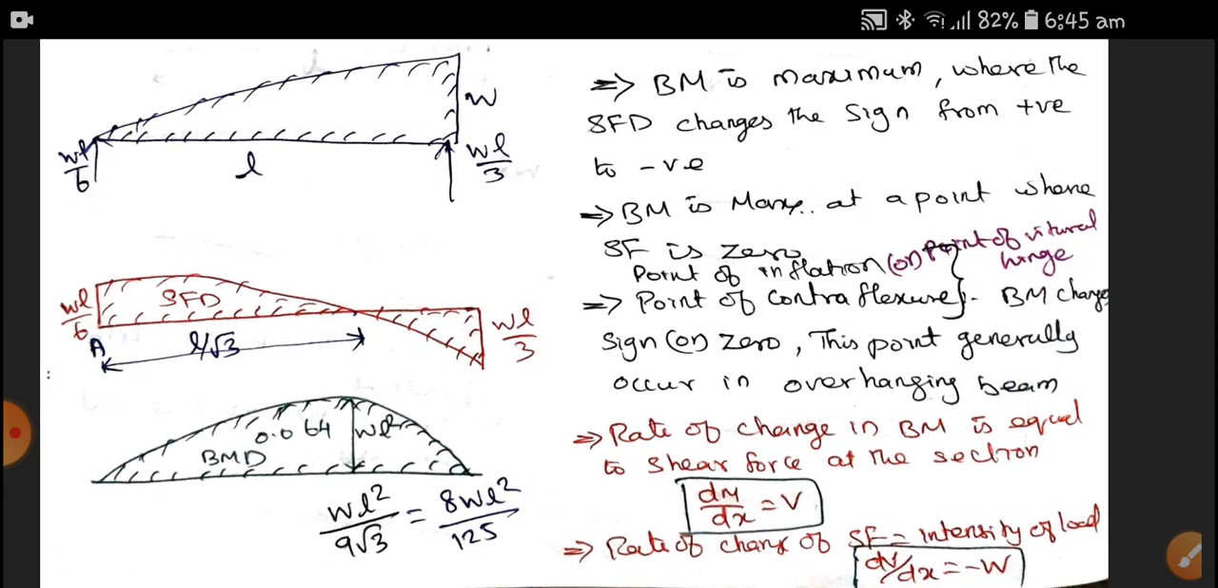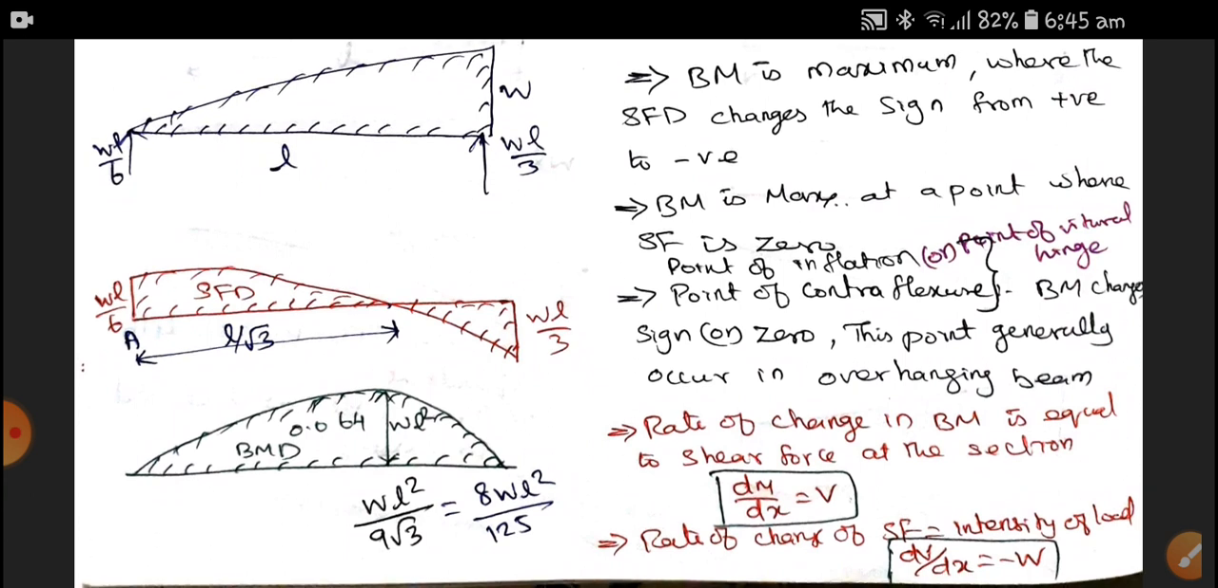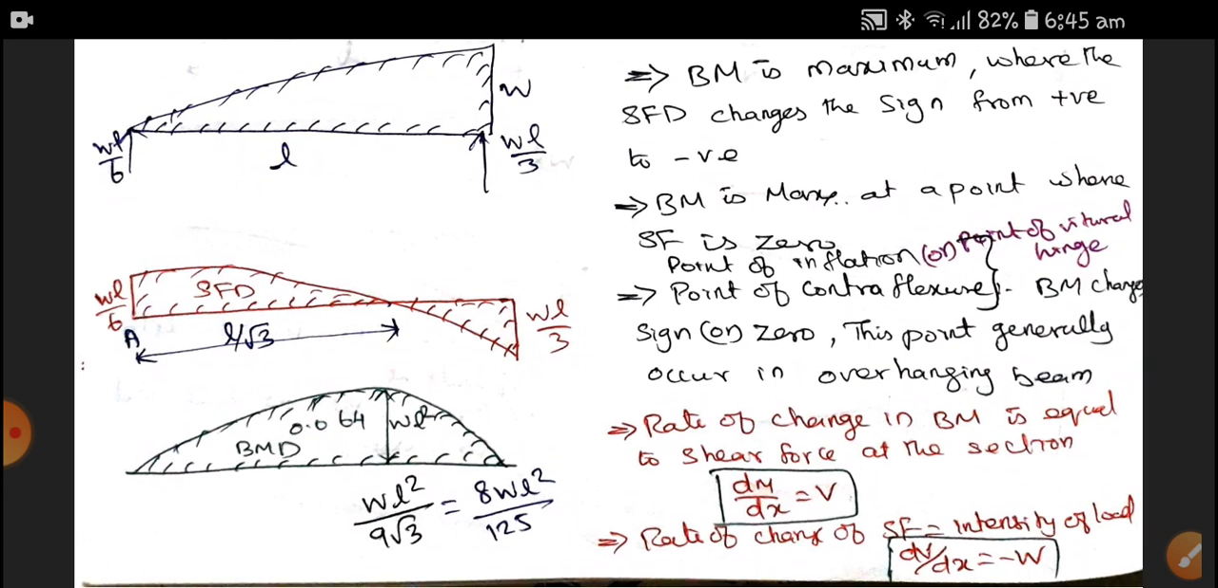Here you have to remember certain points. The bending moment is maximum where the shear force diagram changes sign from positive to negative. That you have to clearly know. And the bending moment is maximum at a point where the shear force is zero. Okay, this is an important thing. Wherever the bending moment is maximum, at that point the shear force is zero. And wherever the bending moment is zero, there is no condition for the shear force to become maximum. Okay, this you have to know.